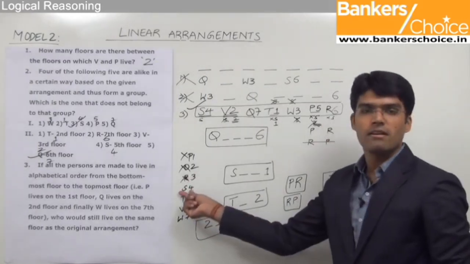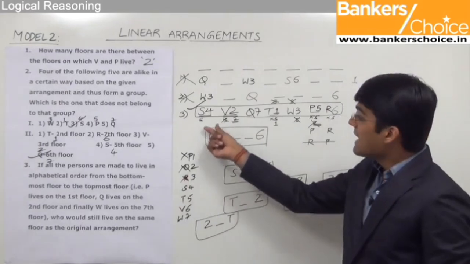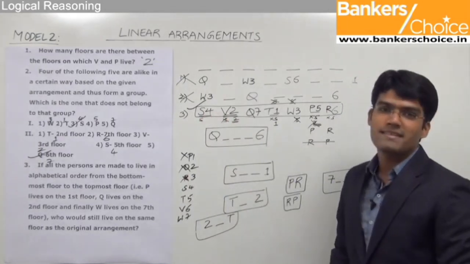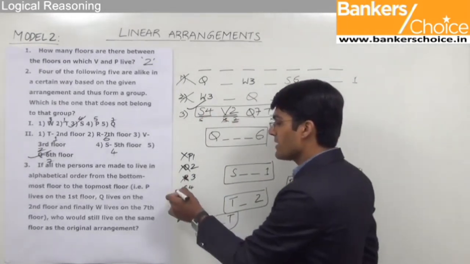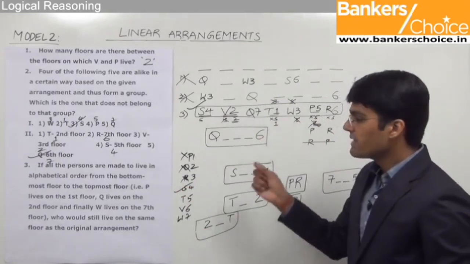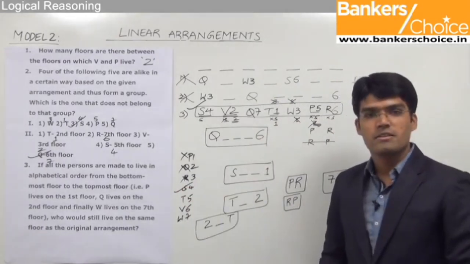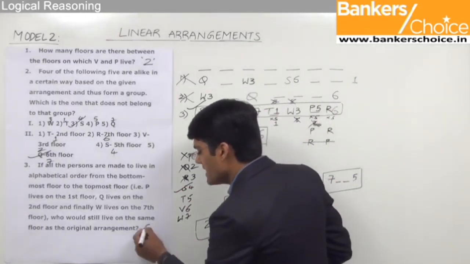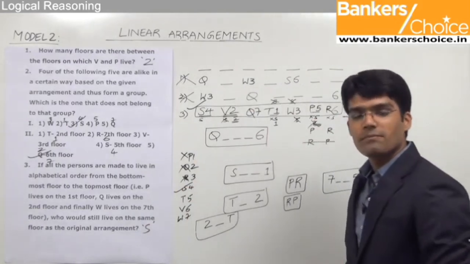S, as per the alphabetical order, is on 4th floor, and as per the arrangement also, S stays on 4th floor. So this is the person who stays on the same floor as the original arrangement. So our answer for question number 3 has to be S.